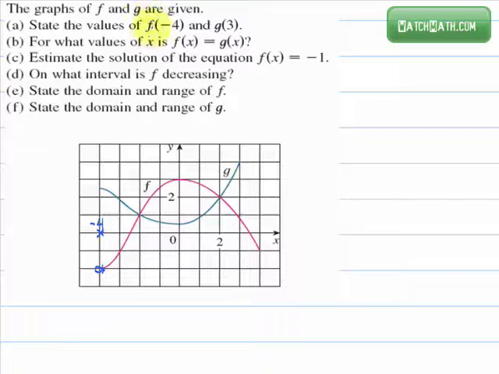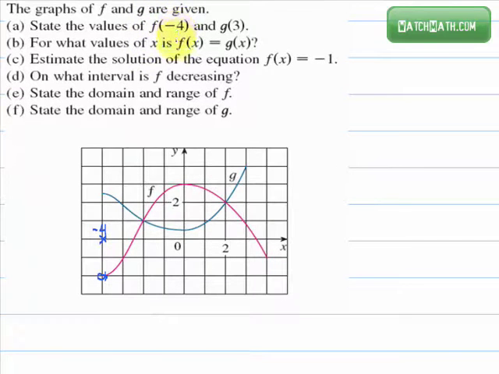And then to find the value of f at x equals -4, what we need to do is to look at the y coordinate of this point. So the y coordinate of this point is 2 units down from the origin, which is -2. Therefore, for part A, we know that f of -4 equals -2.